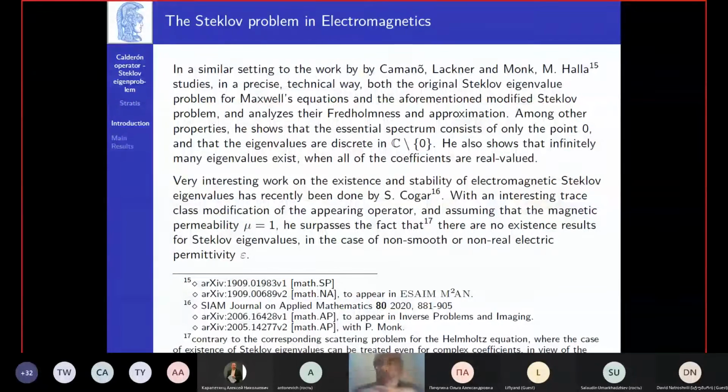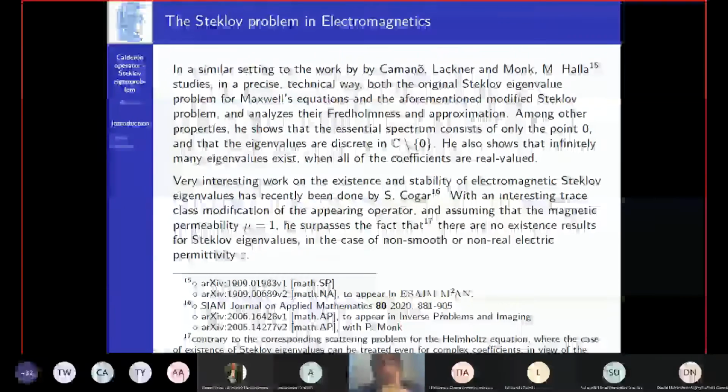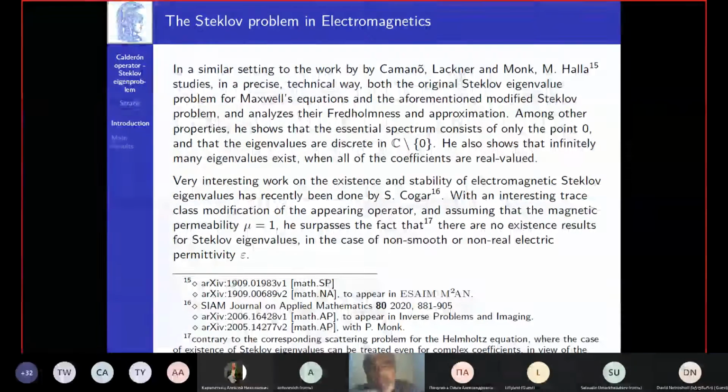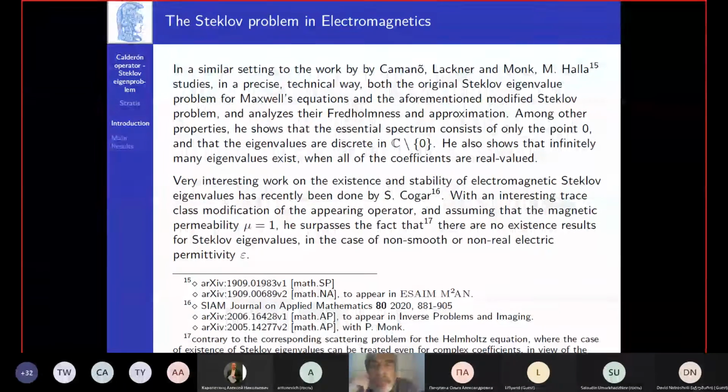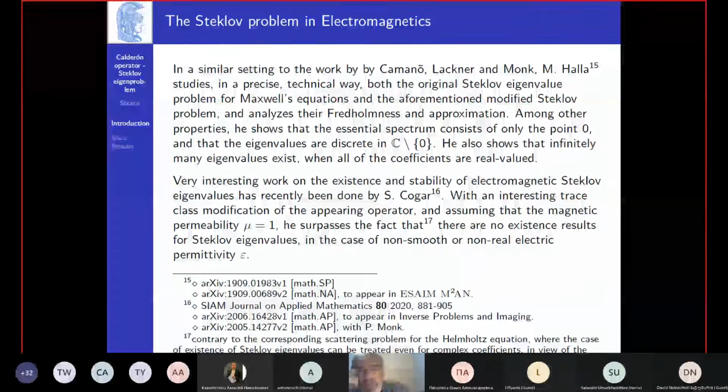There is an even more recent work, a good part of it not yet published but on arXiv, by a young guy called Martin Halla. In two very technical but very good mathematical papers, he studies the original Steklov eigenvalue problem for Maxwell's equations, both the original and the modified Steklov problem, the ones by Monk and the other people, and studies the Fredholmness and approximation properties. He shows, among other things, that the essential spectrum does not consist only of the point zero, and that the eigenvalues are discrete in the complex field minus zero. He also shows that infinitely many eigenvalues exist when all of the coefficients are real valued.